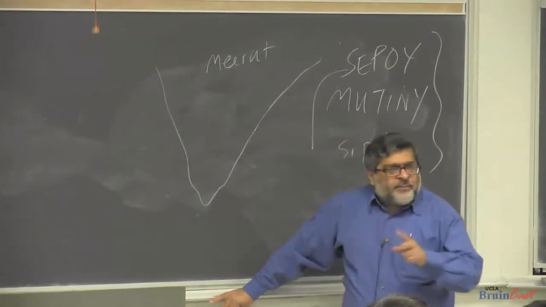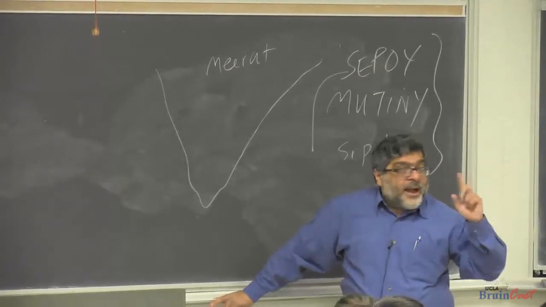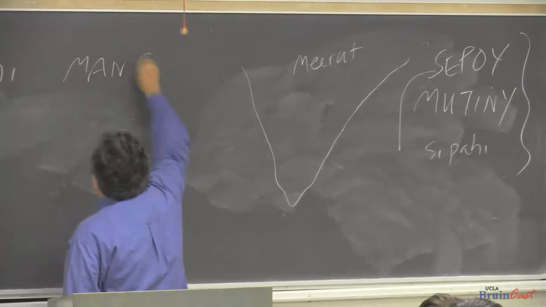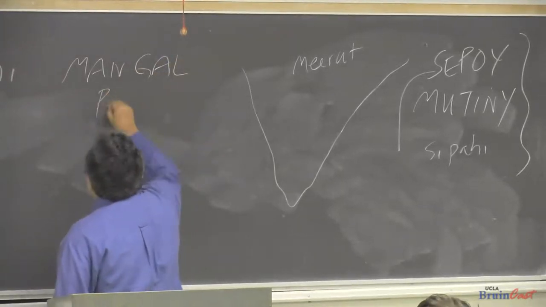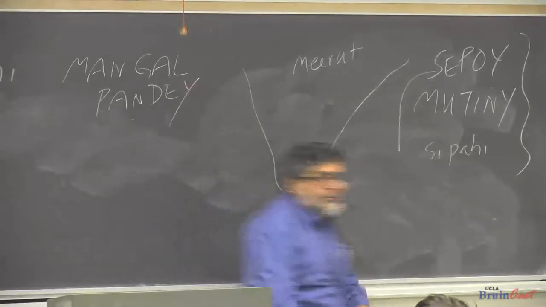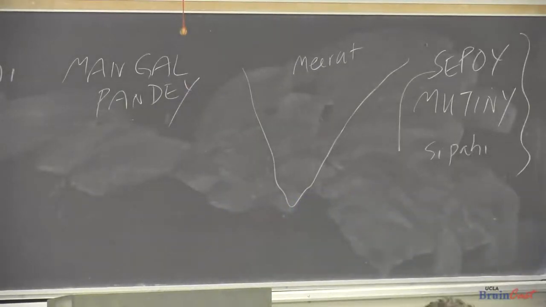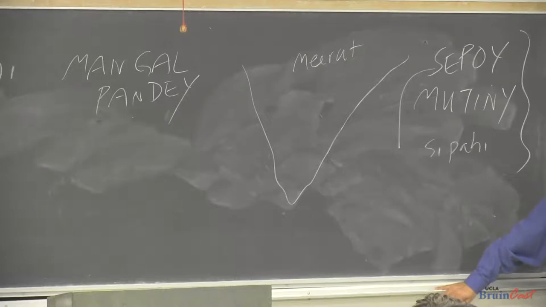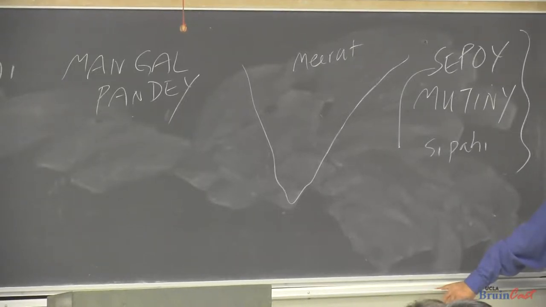These people were led by a sepoy by the name of Mangal Pandey, and there is a Hindi feature film called Mangal Pandey. You might want to take a look at that. It's actually quite an interesting film. I don't think Netflix has it, but you should be able to find it from some other source. It's a very long film, and it basically tries to recreate what happened in 1857, and looks at some of this history from below, from the point of view of some of these sepoys.